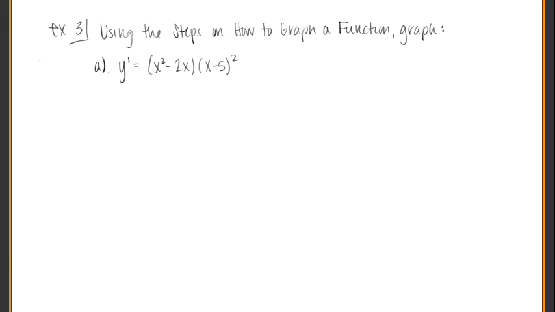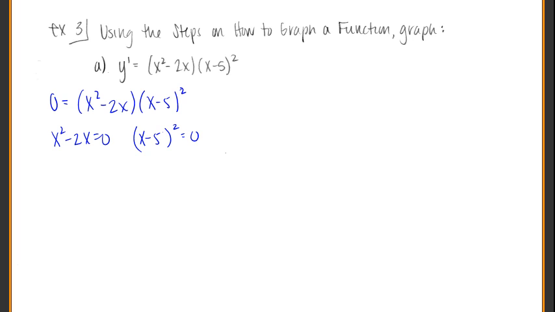Well, since we're already given our first derivative, let's go ahead and set it equal to 0. We can solve it on out. So 0 is equal to (x squared minus 2x) times (x minus 5) squared. It's already factored, so we can set x squared minus 2x equal to 0 and (x minus 5) squared equal to 0. So that's x times (x minus 2), so we get x equals 0 and x equals 2.